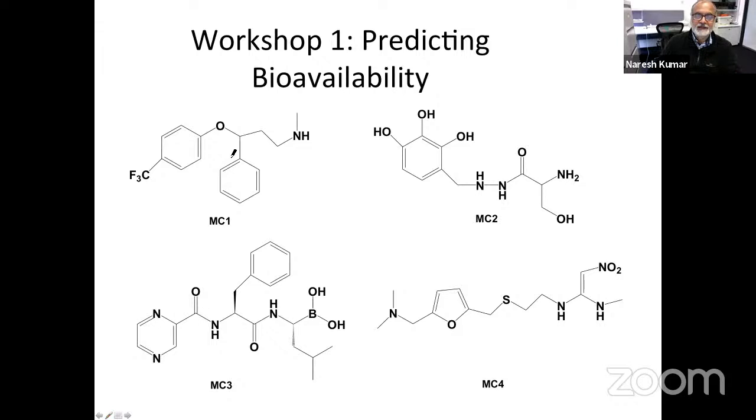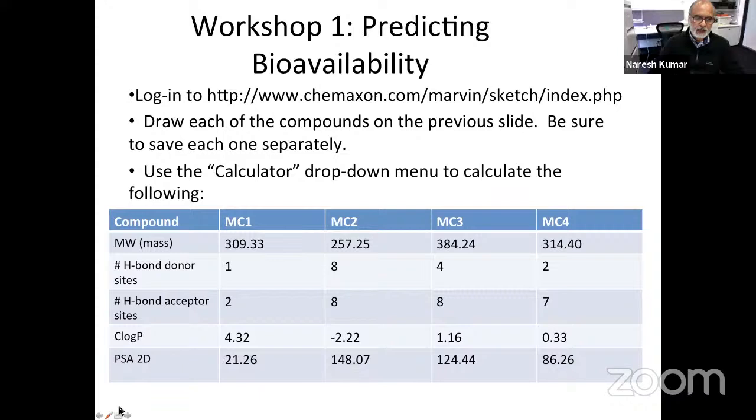So there's an oxygen here which can accept a hydrogen because oxygen has lone pairs of electrons. And similarly, the NH also has a lone pair of electrons, so this can also act as an acceptor. So there are two acceptor sites present in this molecule. And that is what we have calculated here. There are two acceptor sites and one donor site.